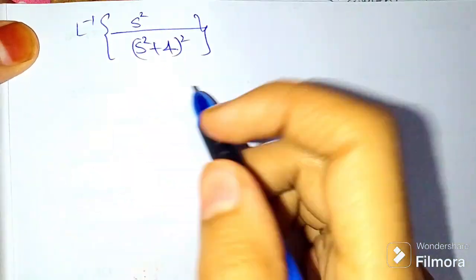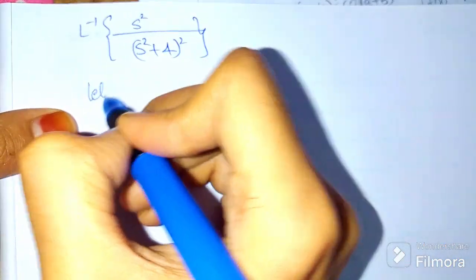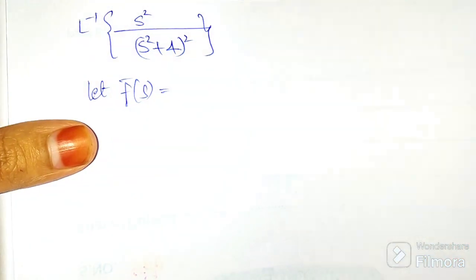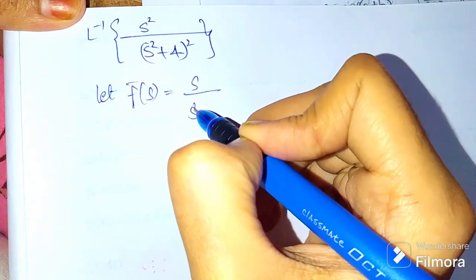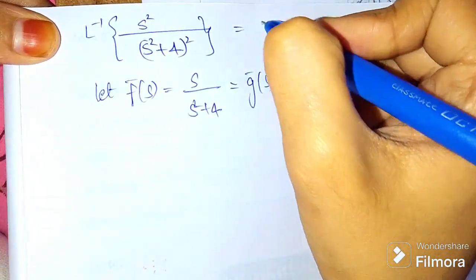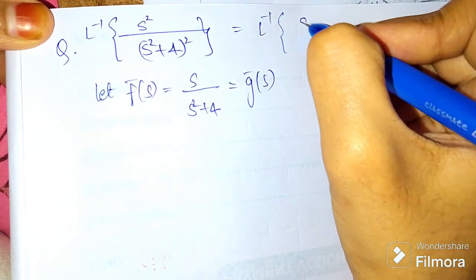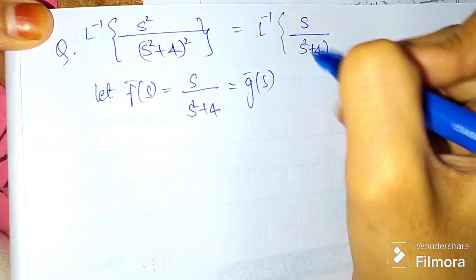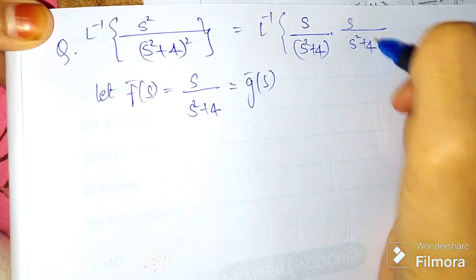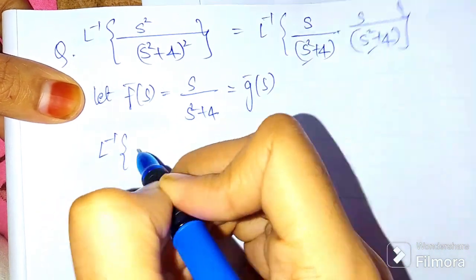We'll do one more question. Before we had A square, now I have 4, so my A is 2. Okay, let's find how we are going to do this. Let f bar of S be S by S square plus 4, which is also my G bar of S. The question is to find this by convolution theorem. So I can write it like this now. This is my f bar of S, this is my G bar of S. Now what is my Laplace inverse of f bar of S?